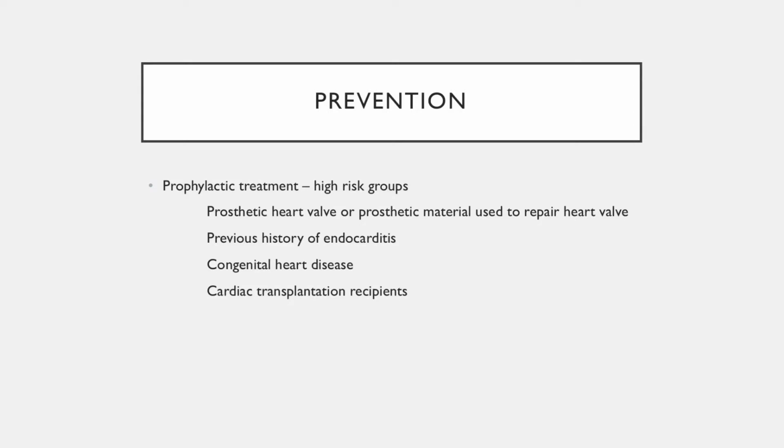The prevention of endocarditis involves the prophylactic treatment for those at high risk for endocarditis. It helps reduce the incidence and recurrence of the disease. Those high-risk groups are people that have a prosthetic heart valve or prosthetic material used to repair a heart valve, a previous history of endocarditis, congenital heart disease, and cardiac transplantation recipients who develop heart valve disease.